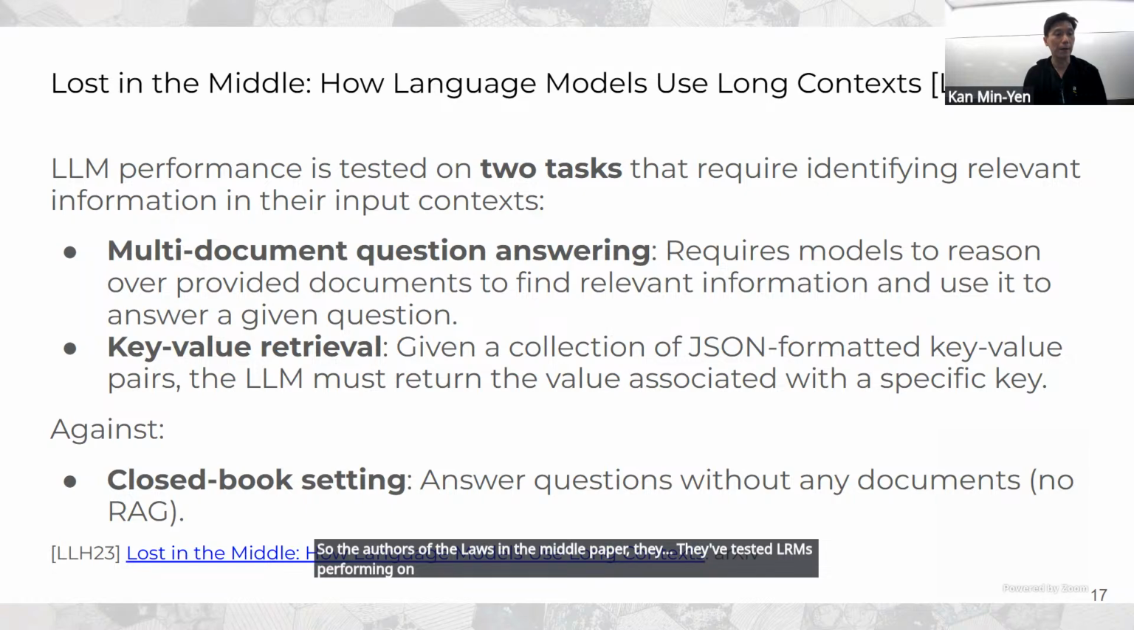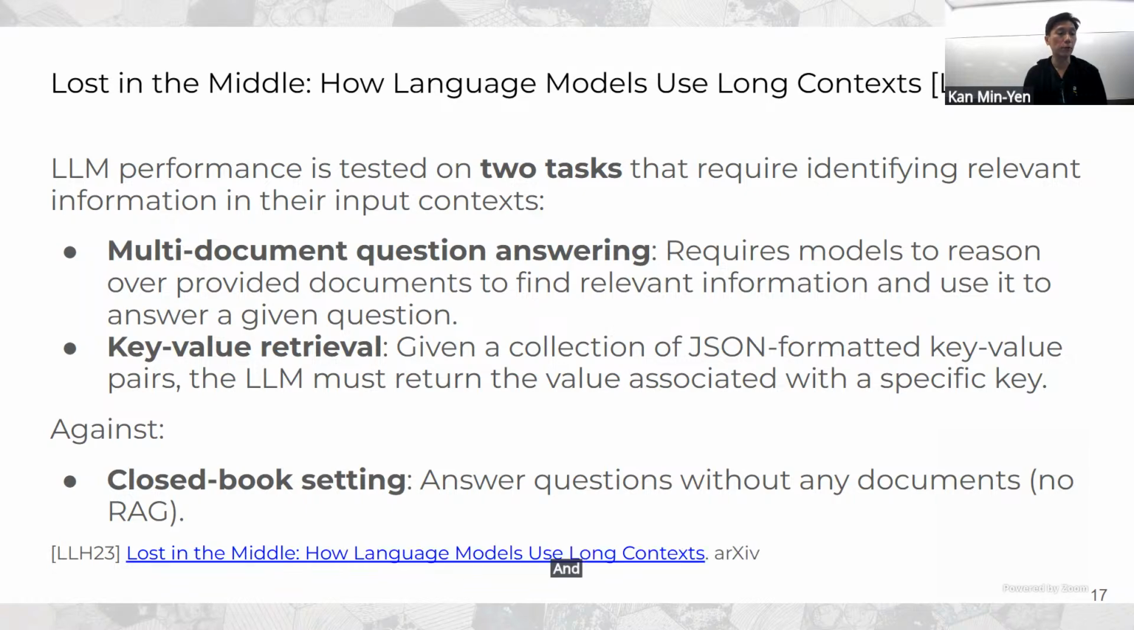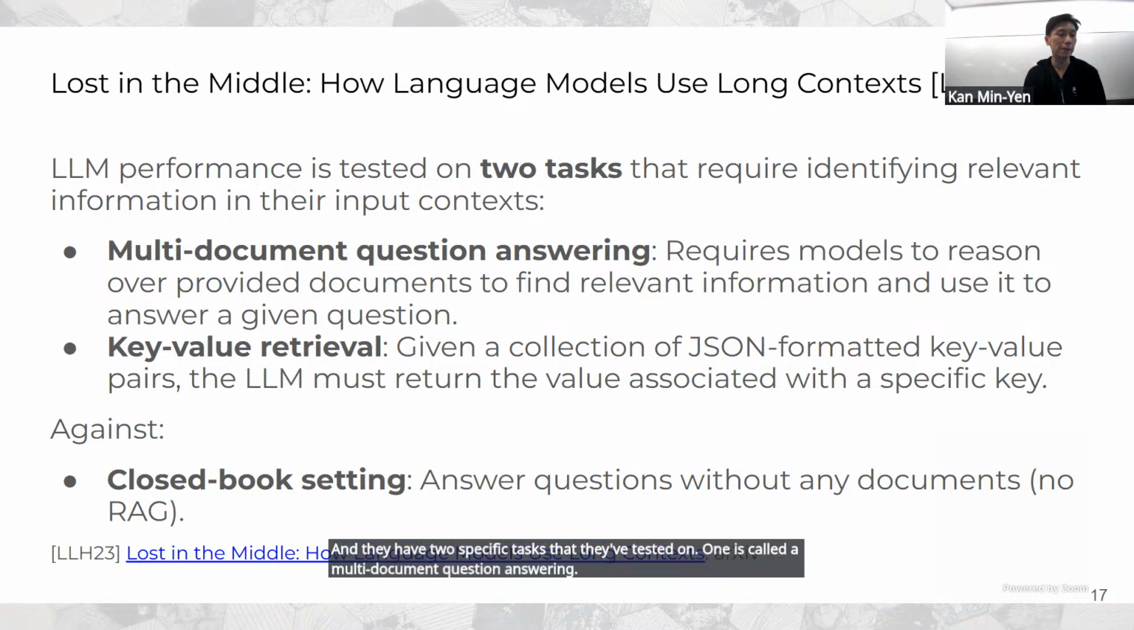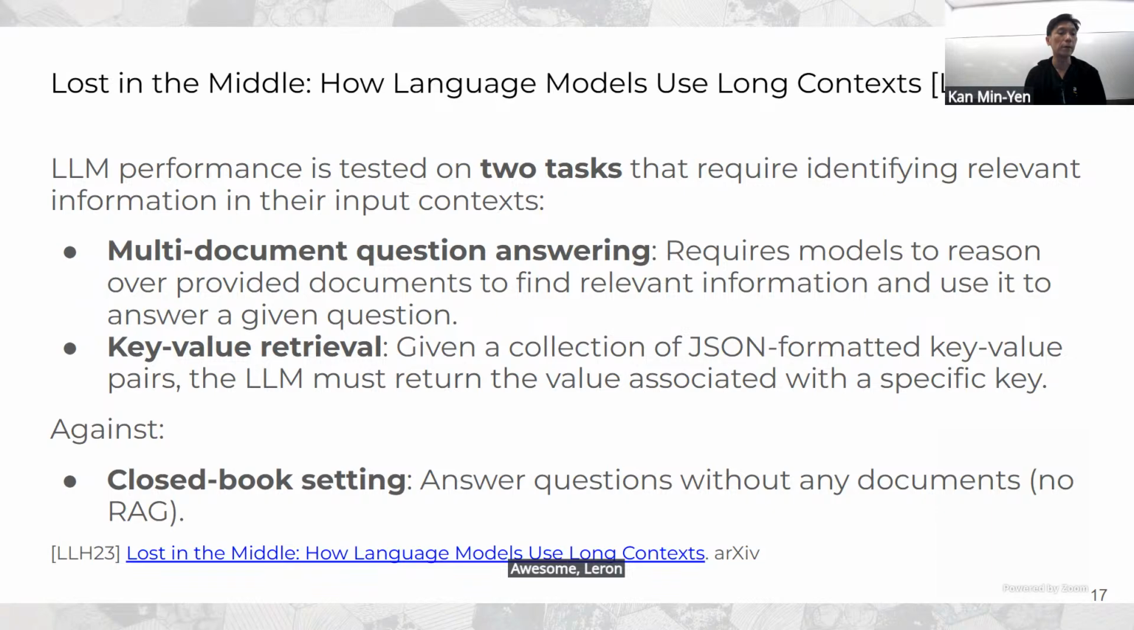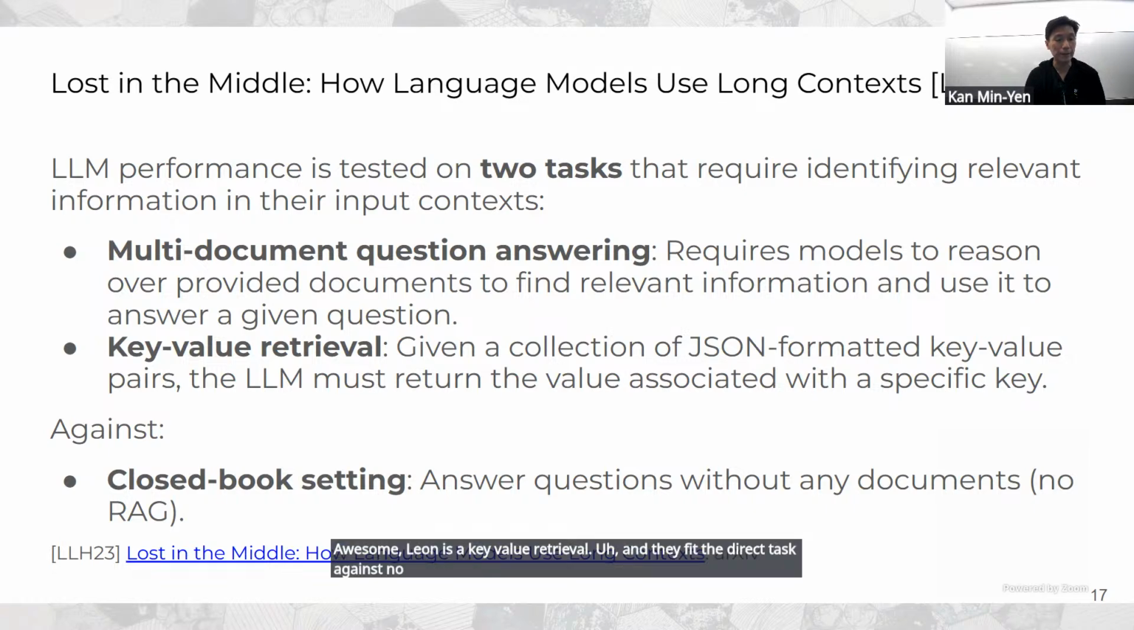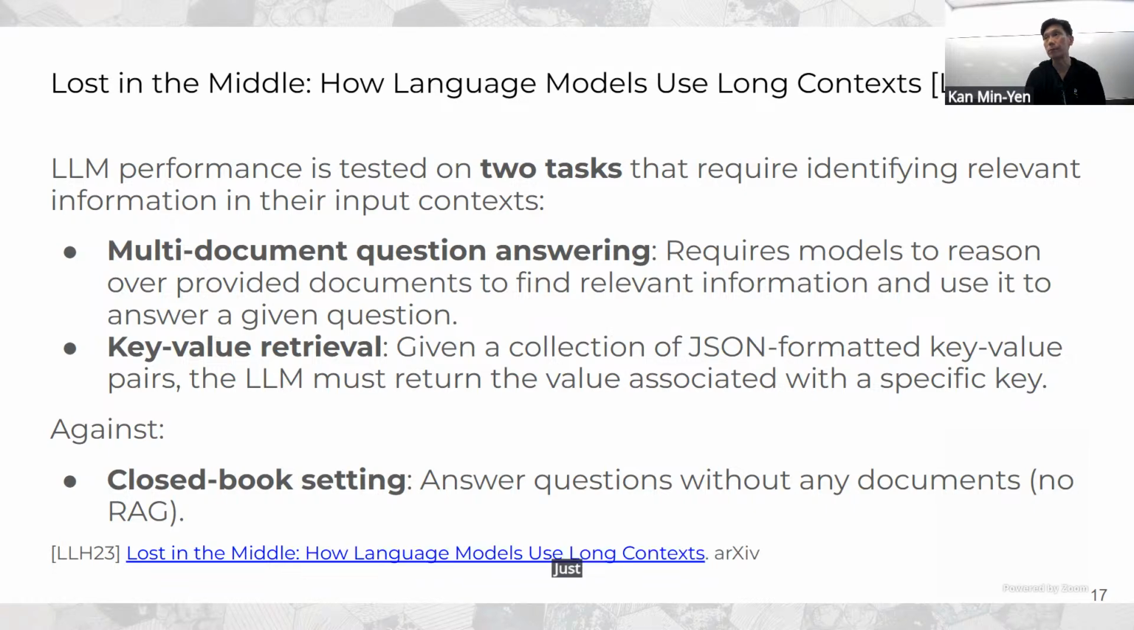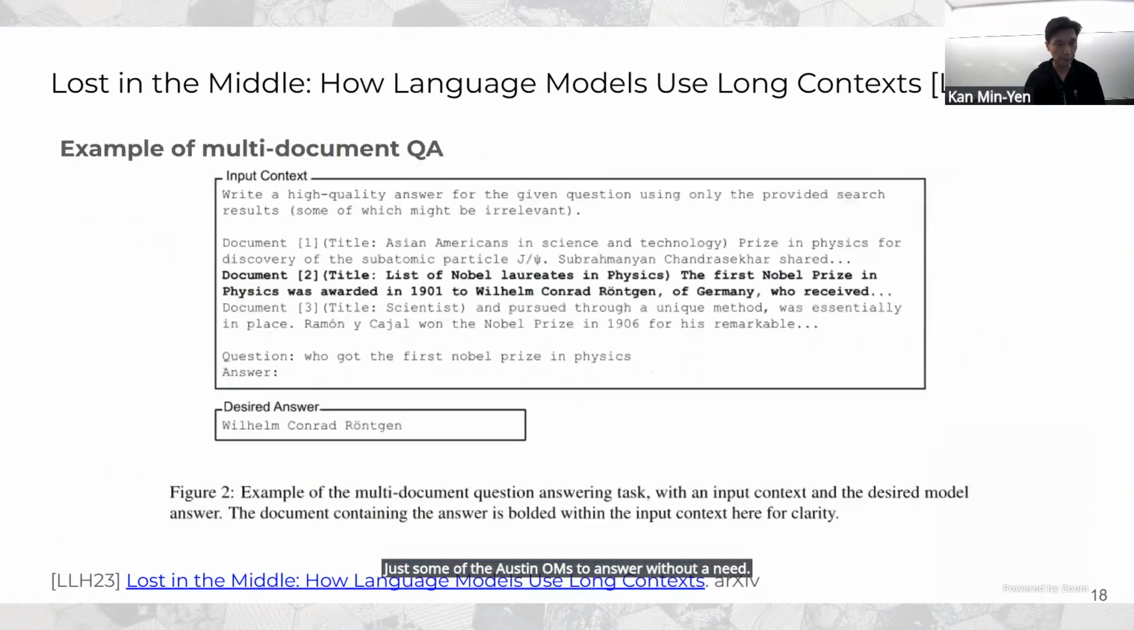And so the authors of the lost in the middle paper tested LLMs performing on RAG tasks. And they have 2 specific tasks that they've tested on. One is called the multi-document question answering task, and the other one is the key-value retrieval. And they pit the RAG task against a no-RAG setting, meaning just simply asking the LLMs to answer without any supplemented knowledge. And this is what it looks like.